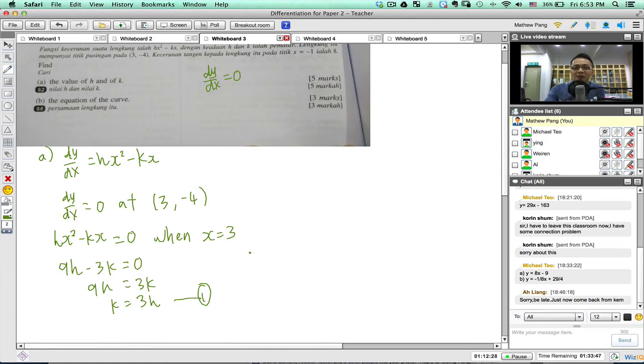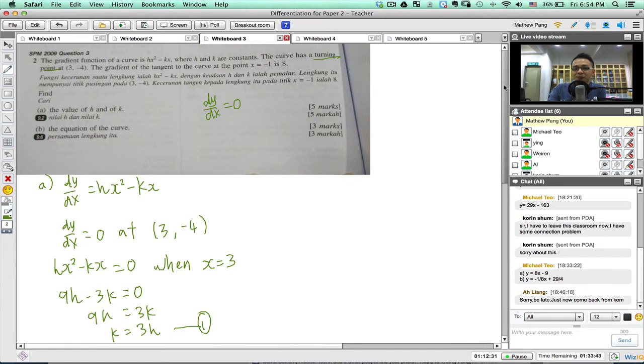Then I should have the second piece of information, which is the gradient of the tangent to the curve at the point x equal to negative 1 is 8. So I know my dy/dx equals 8 when x equals negative 1. You must understand the meaning of gradient of tangent. That means you have a curve and a straight line that touches the curve at one point, where x is negative 1, and this line's gradient is 8. So at this point the curve has the same gradient also, because tangent means the curve and the straight line have the same gradient.